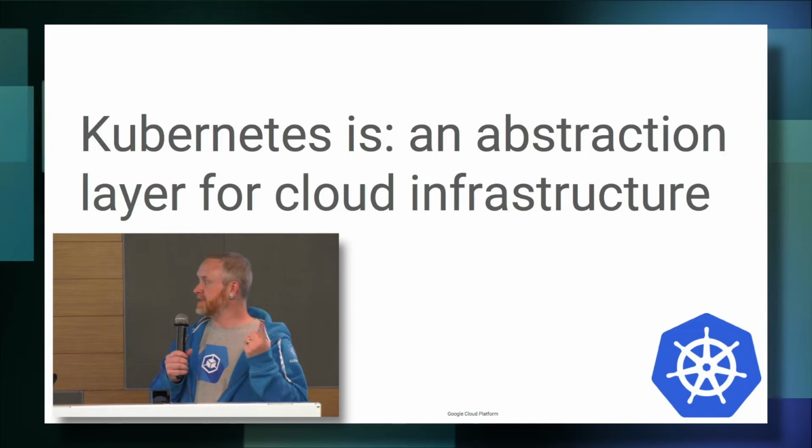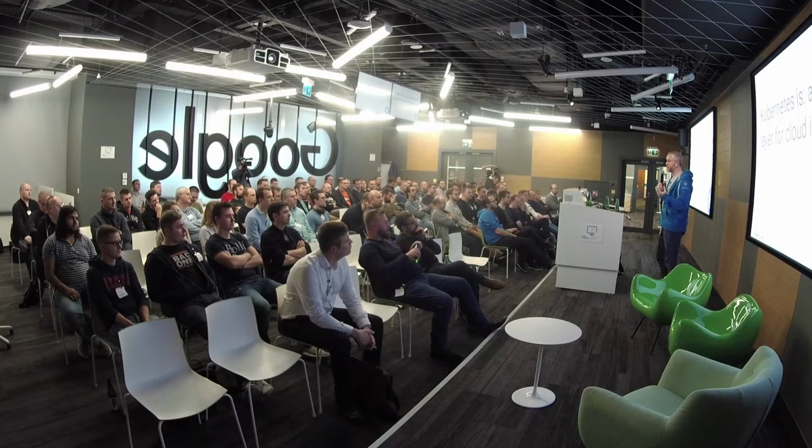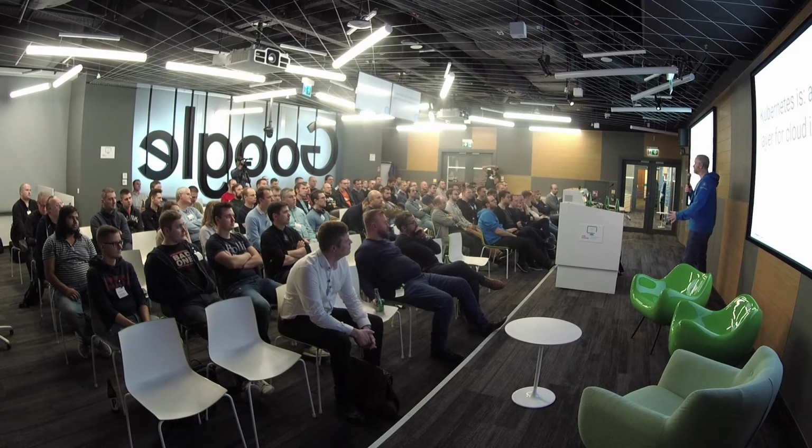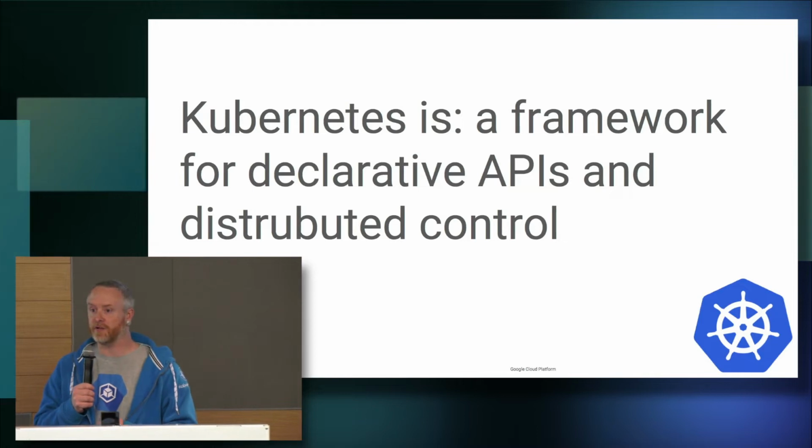One, it's an abstraction layer over cloud infrastructure, right? You get to decouple yourself from the details of your infrastructure, which I called out, and I think that's a great way for people to use Kubernetes. It helps you to be portable. But there's another thing that Kubernetes does that's a little less well known.